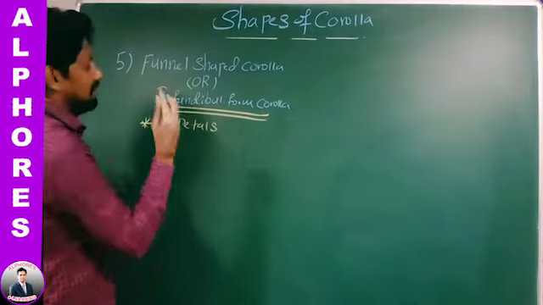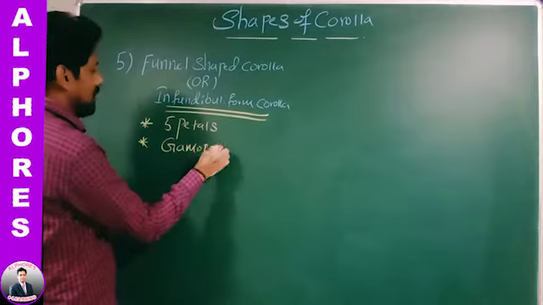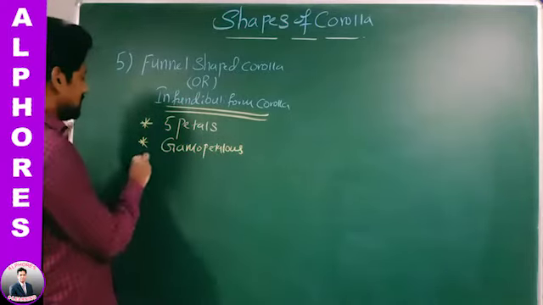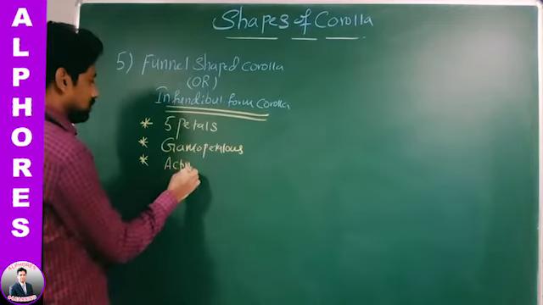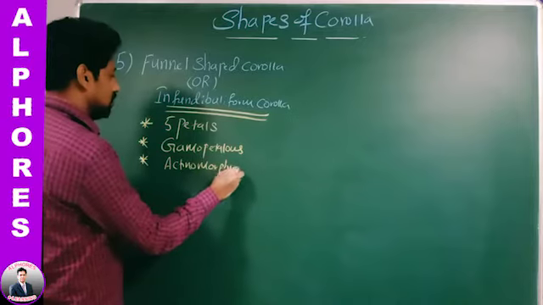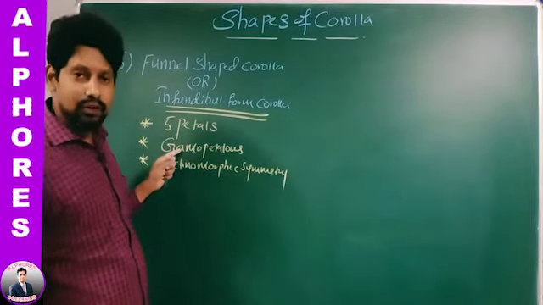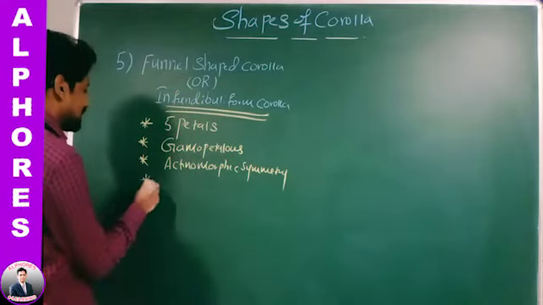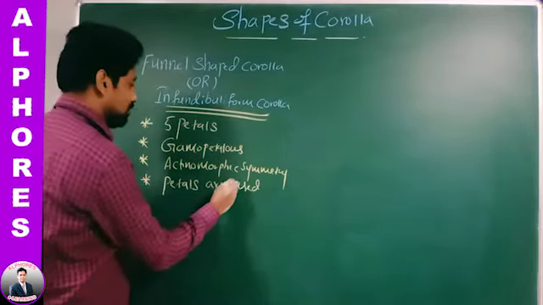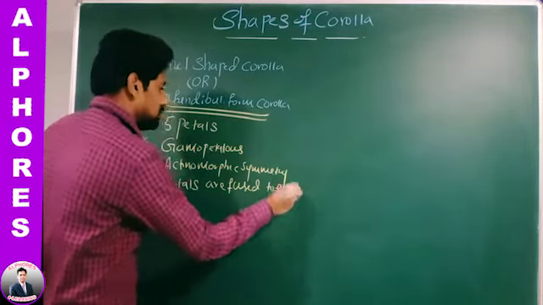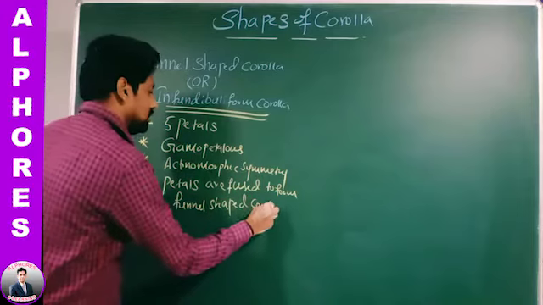Here five petals are present. These five petals are fused, gamopetalous. This corolla is present in a flower which shows actinomorphic symmetry. How many petals? Five petals. They are fused to form a funnel-shaped corolla. Therefore, petals are fused to form what-shaped corolla? To form funnel-shaped corolla.